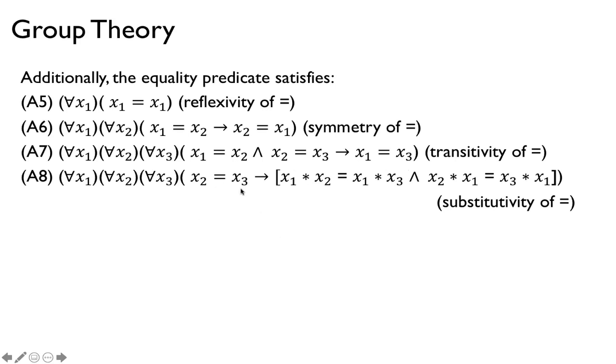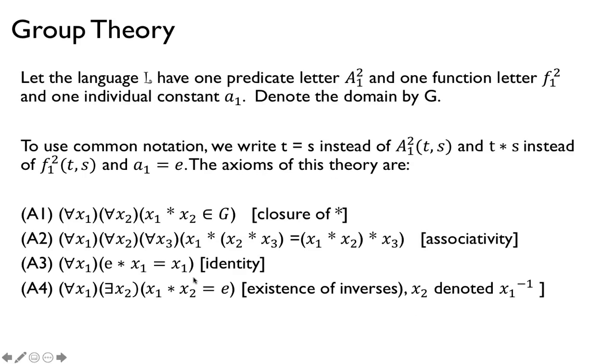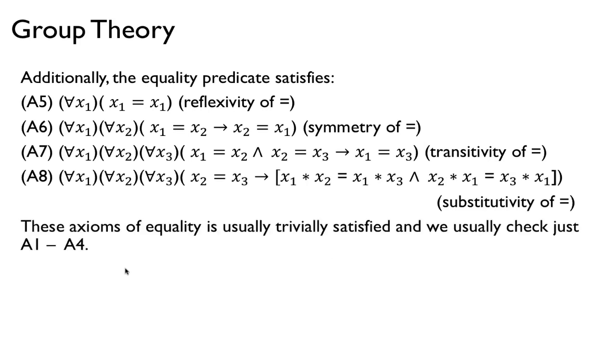If x2 is equal to x3, then you can substitute x2 for x3 and vice versa. And you can flip it. And so these are obvious. Usually we don't have to check these. We typically check just the first four, and then if it satisfies these four, then it's a group. These are kind of obvious based on our equality predicate.